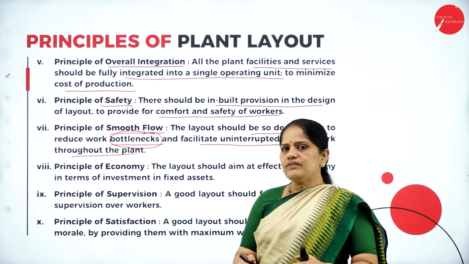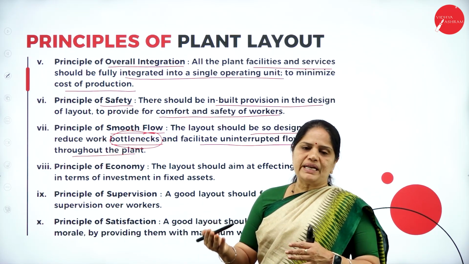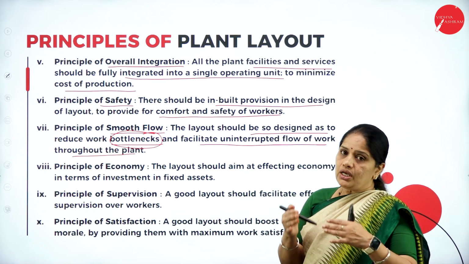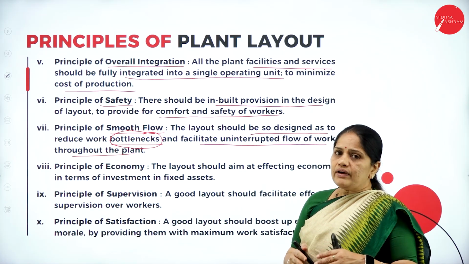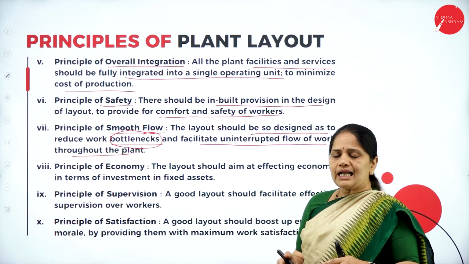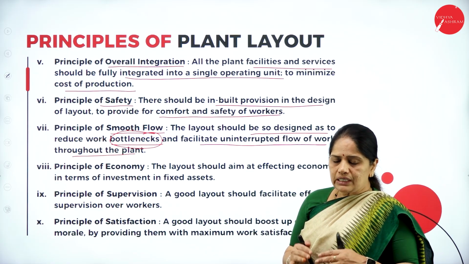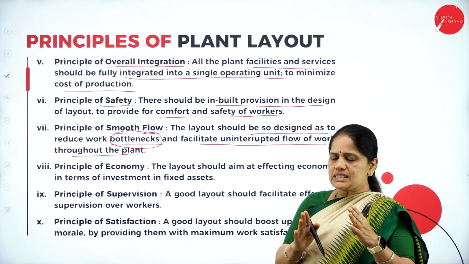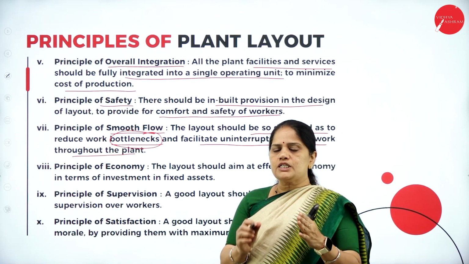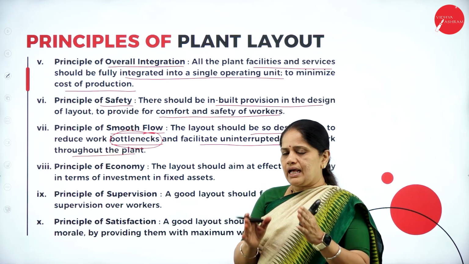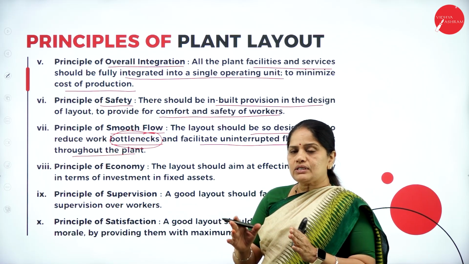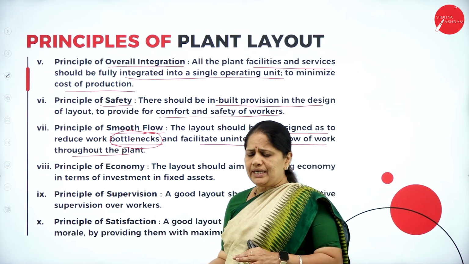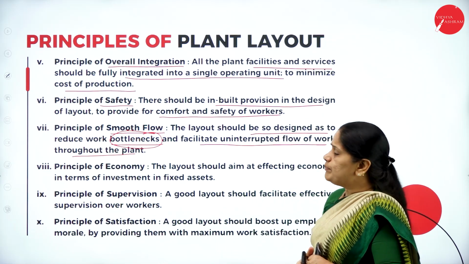Suppose it has to wait for the second process to complete, then a lot of production time will be wasted, and as a result we will have bottlenecks in production. In order to avoid this, we have to calculate the process time for each product and plan the layout in such a way that the output of process 1 is immediately consumed by the second process.